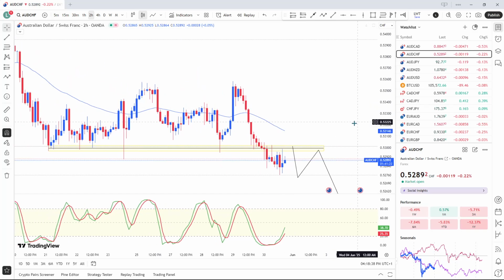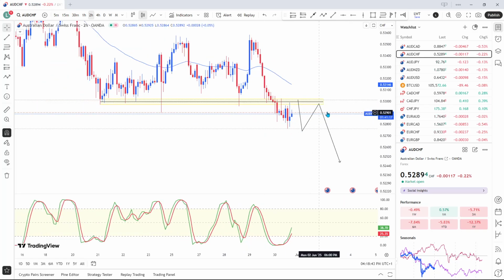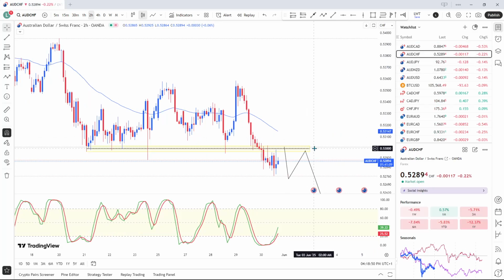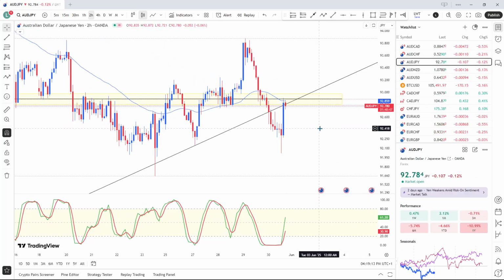Pretty similar. AUD CHF, Australian dollar, Swiss franc. It's literally done what I said AUD CAD would do. Break, retest. This is what I drew yesterday. It broke and retested, and it has done that right now, which looks pretty good. Again, just hold out. It's smack bang in the middle of the resistance here and the support now created at the bottom. So do not do anything there.